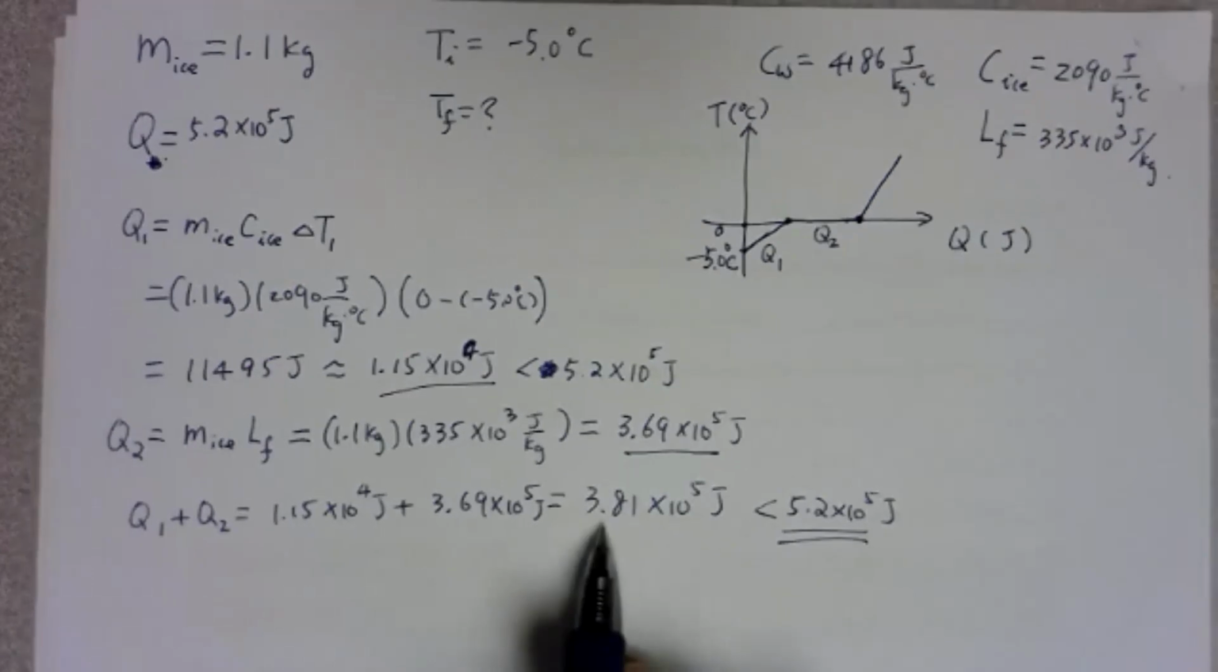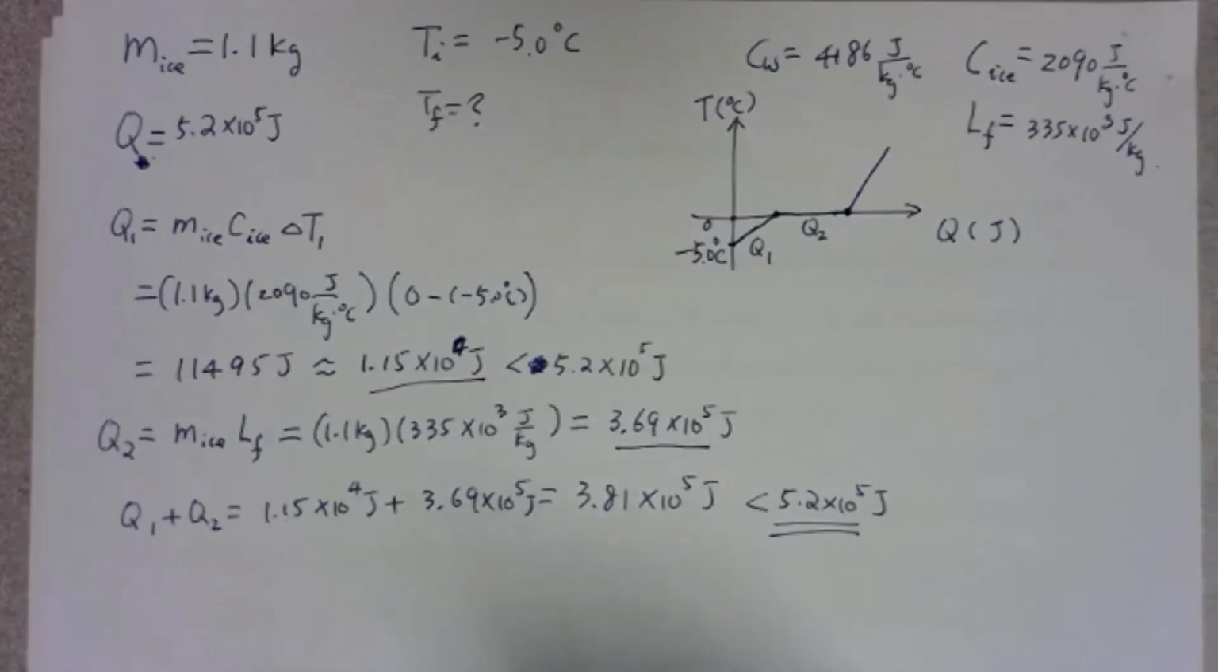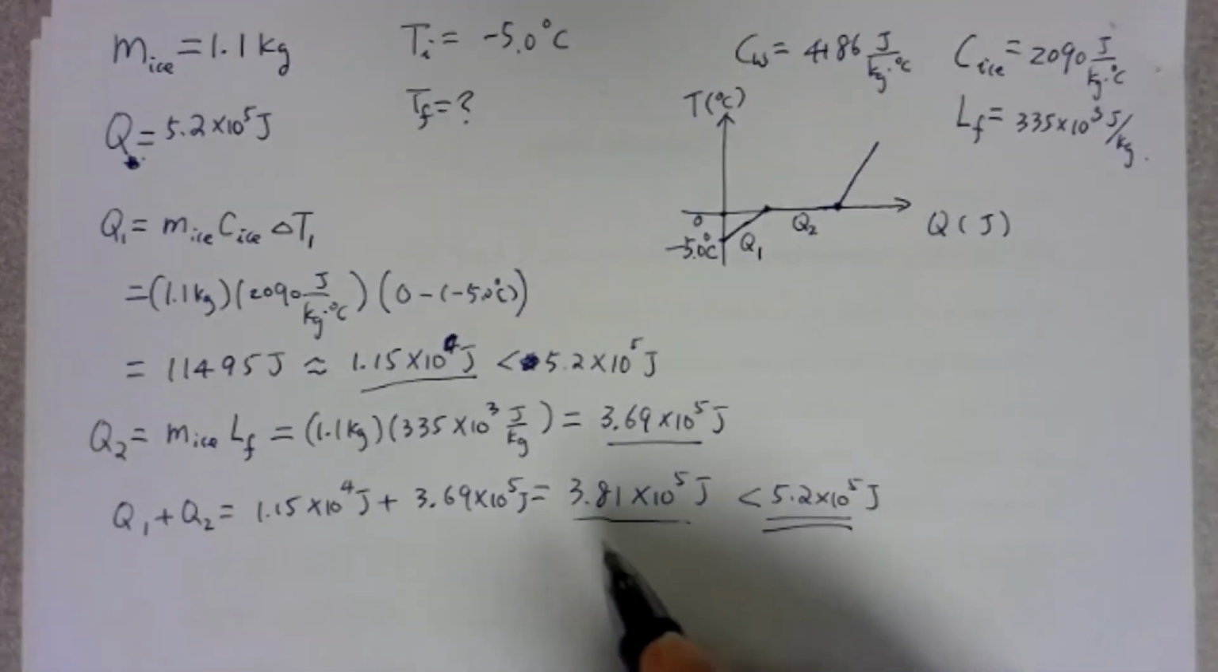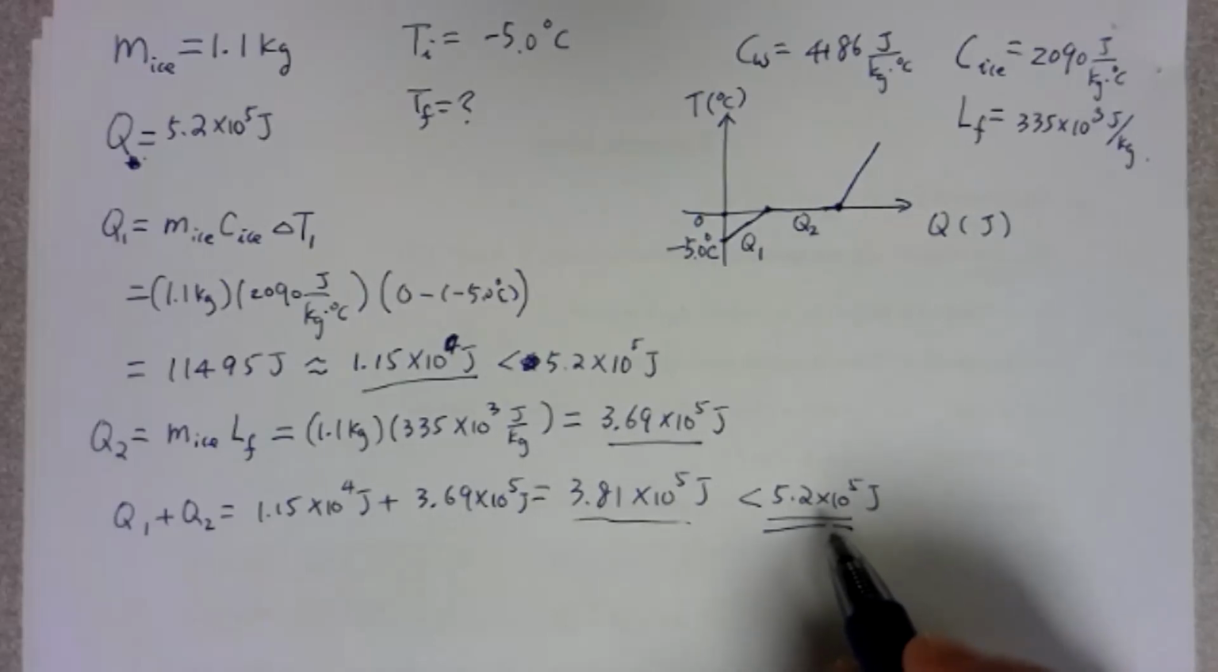It looks like now we use about 70% of the heat, right? So this is about 70% of that, or a little bit over 70%. So we are not having too much left, right?